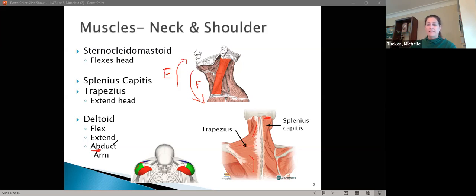We'll talk about its antagonist in just a minute, and then we'll bring up antagonists as pairs next week. But I like to just bring them up a little bit now because they're here when we're learning about flexion from sternocleidomastoid and extension from trapezius and splenius capitis.